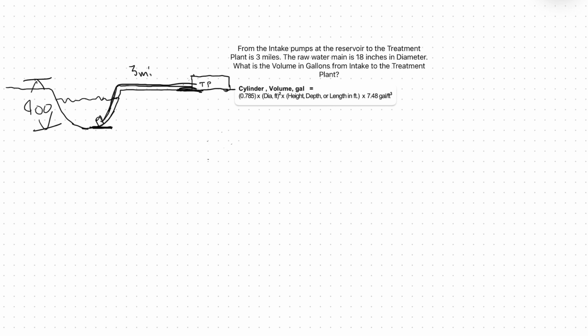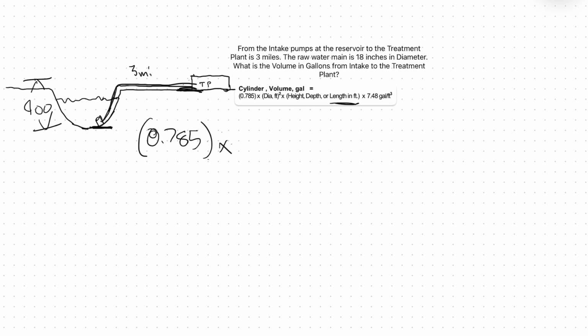If you look at the formula here, same one we used on volume problem 2, this time we're going to use length instead of height. So let's go ahead, let's punch our numbers into the formula. So we have 0.785 times the diameter, so at 18 inches in diameter.